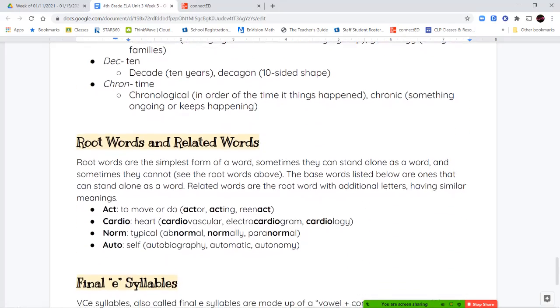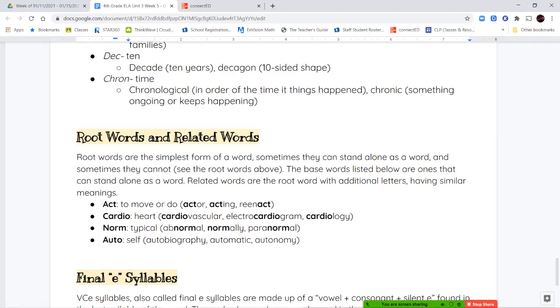We're also going to talk about root words and related words. So we're looking at the very, very simplest form of certain words and different words that are related to it. Either they have prefixes and suffixes or extra additives onto those words, but they still come from the same meaning that comes from that root word. So remember, root words, we talked about simplest form of something. They can either stand alone as one word, but sometimes they can't. Sometimes they need something added onto them.